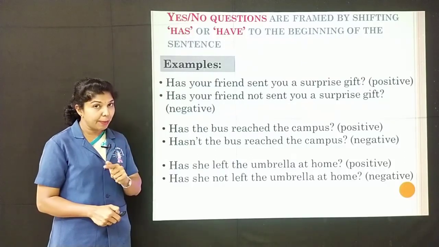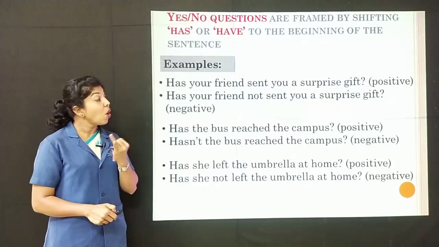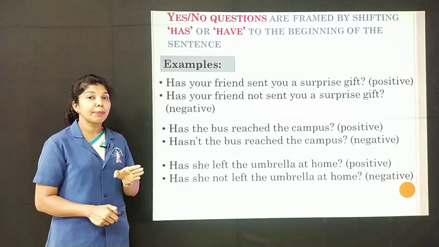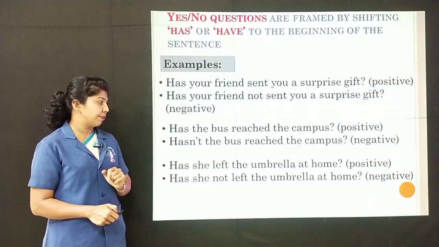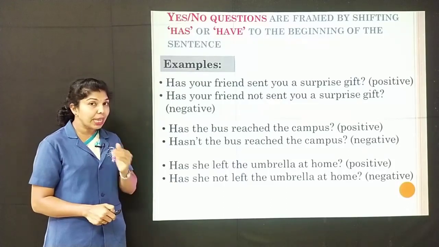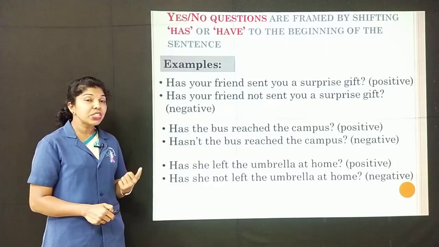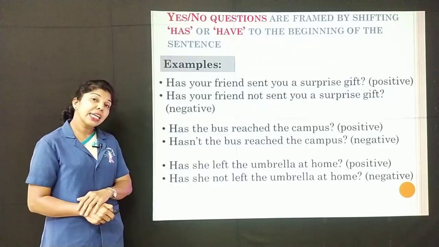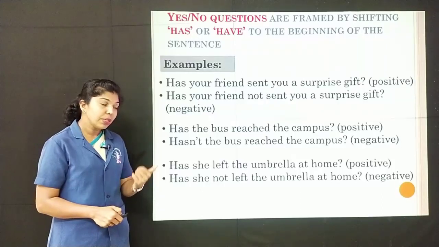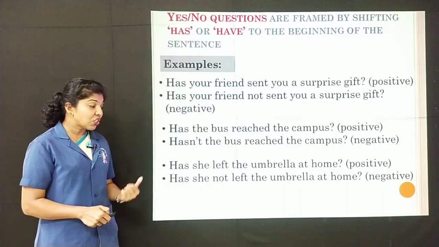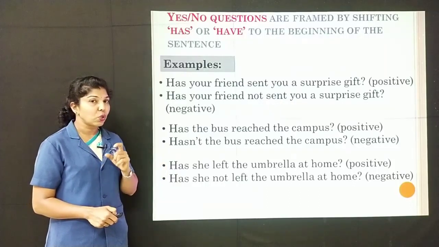The answers can be, yes, my friend has sent me a surprise gift, or no, my friend has not sent me a surprise gift. The answer can be a positive sentence or negative. Has the bus reached the campus is a positive yes or no question. Hasn't the bus reached the campus is a negative yes or no question. Has she left the umbrella at home? Positive question. Has she not left the umbrella at home is the negative yes or no question.